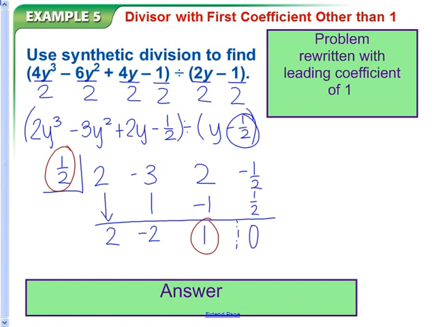So we write our answer. Remember, since we had y cubed, we're going to start with y squared. 2y squared minus 2y plus 1, and no remainder, so that's our answer.